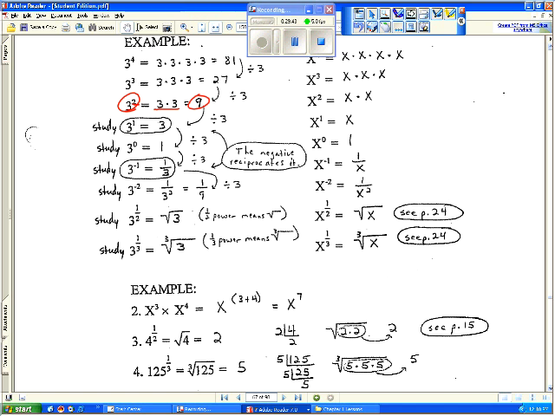Now, 3 to the first, we can't tell the calculator to say 3 times itself, and we can't make it say 3 times 1, because that's not what's going on. Remember when we studied this? How would the calculator have to be programmed?